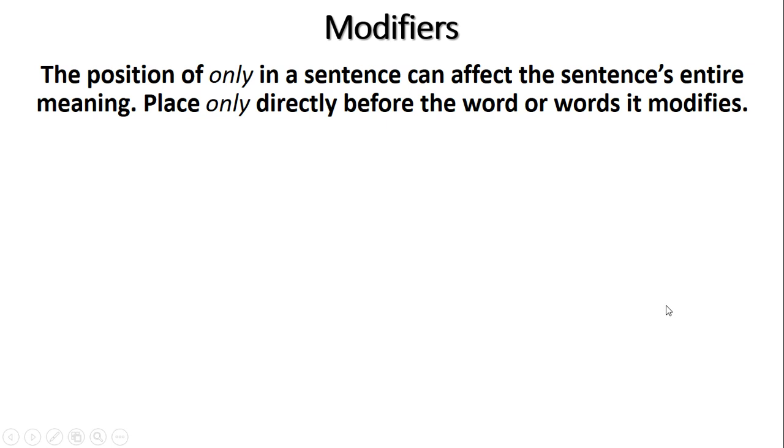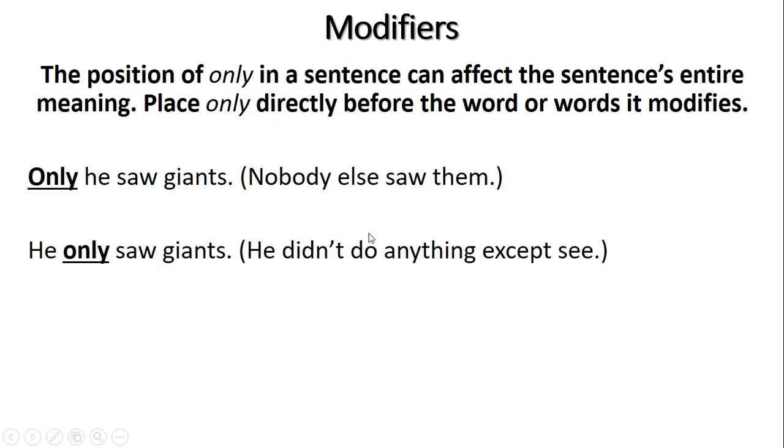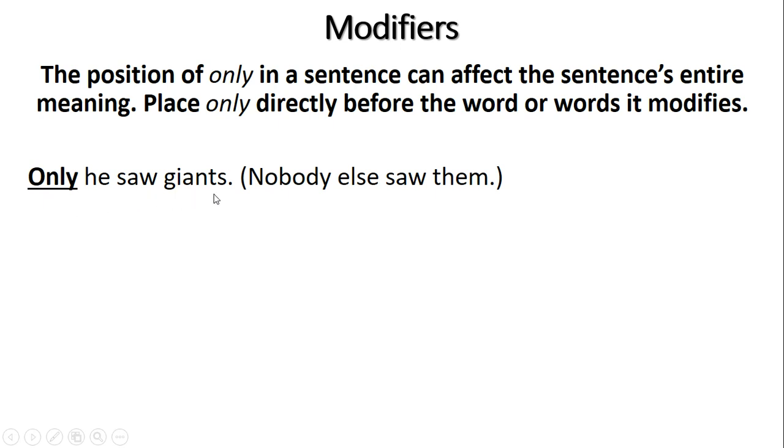The one new aspect about today's lesson is the word only. The position of the word only in a sentence can affect the sentence's entire meaning. So whenever you have the word only in a sentence, you want to put it directly in front of the word that it modifies. Here's an example. Only he saw giants. In this sentence, the word only is describing he, which means nobody else saw the giants except for him. Only he and no one else.